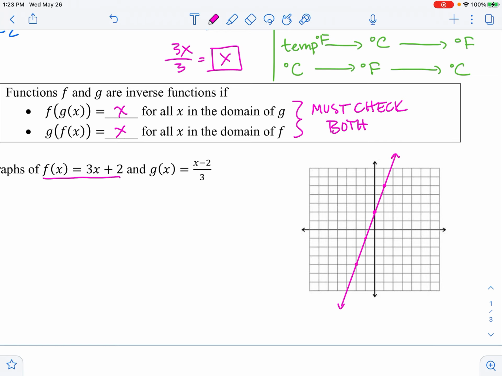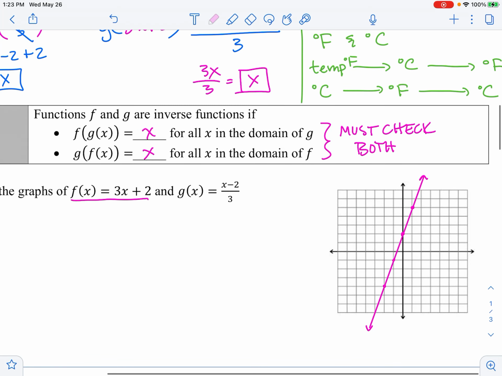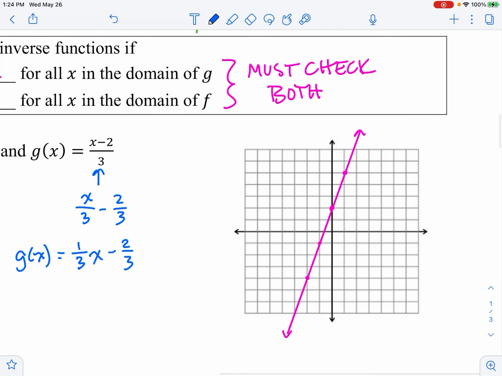For G, I'm going to have to do a little bit of work just to make it look nicer. What I'm going to do is divide everything by 3. So I get x divided by 3 minus 2 divided by 3. If I want to think about slope, it might be a little nicer to say 1/3 x minus 2/3. And this is my G equation. Not great, but that's okay. My y-intercept here is going to be negative 2/3, and my slope is going to be 1/3.